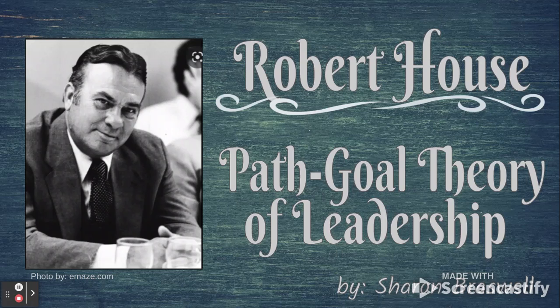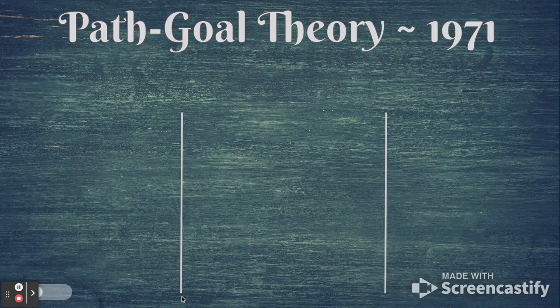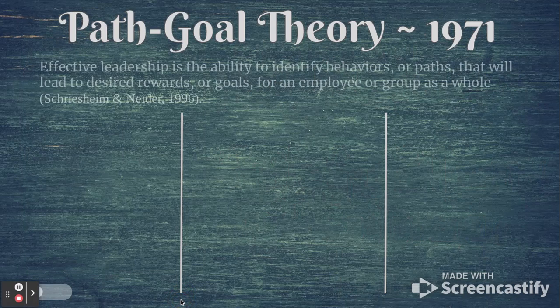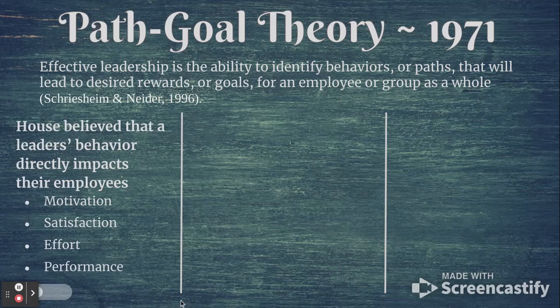He also believed that because individuals' motivations and goals differed, leaders must modify their approach to fit the situation. So it should be flexible and change based on the individual and the situation, which he would consider the environment. So, effective leadership is the ability to identify behaviors or paths that will lead to desired rewards or goals for an employee or a group as a whole.